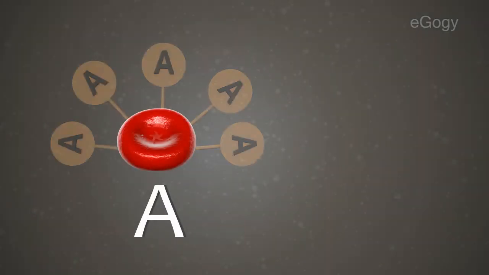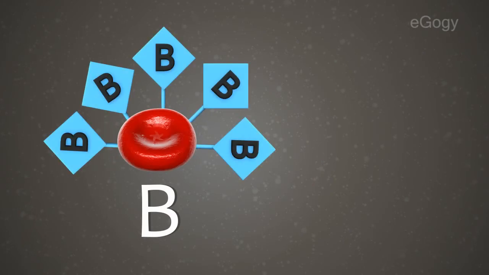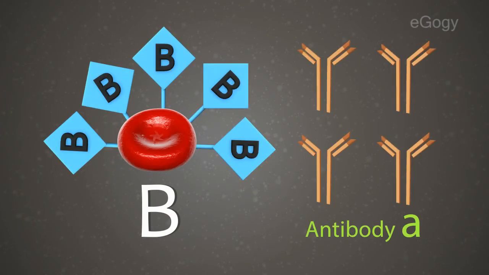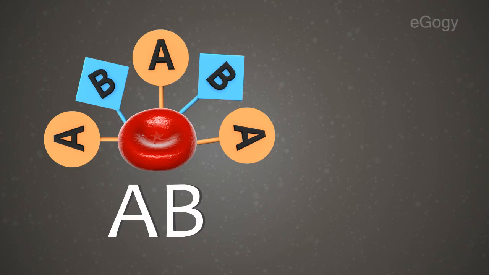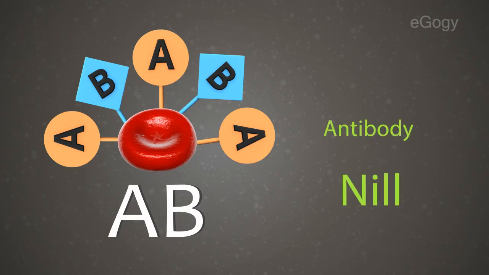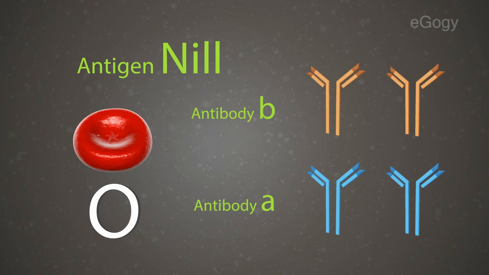A group blood contains antigen A and antibody B. B group blood contains antigen B and antibody A. AB group contains both antigen A and B. Antibody is absent in it. There is no antigen in O group. Antibody A and B are present in O group blood.